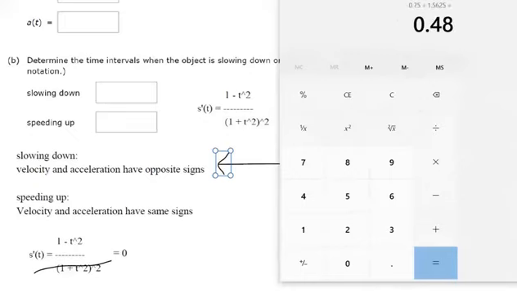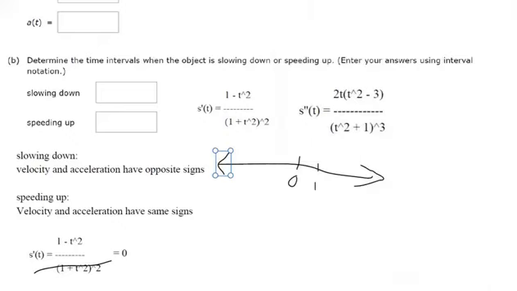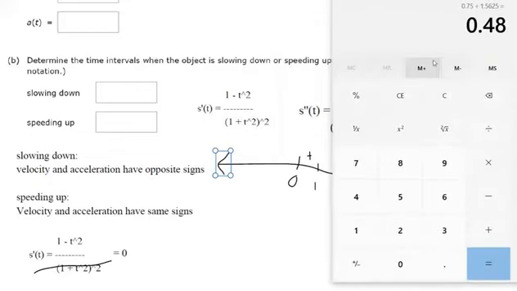Divide that by this. The basic idea, it doesn't really matter what number you get. The sign is the idea. Between 0 and 1, I got a positive sign. So that means the velocity is positive. We're going forward.